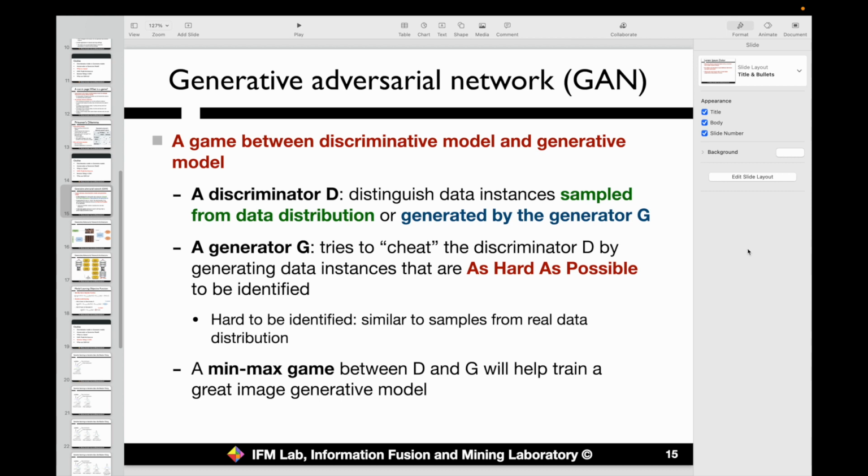As to the generator G, it tries to cheat the discriminator by generating data instances that are as hard as possible to be identified by the discriminator. What do we mean by hard to be identified? We want to ensure that generated instances are very similar to the samples we get from the real-world data distributions. In other words, there will be a min-max game between the discriminator and the generator, as shown here. This min-max game will help train a great image generative model. So these are some high-level ideas. Then let's have a look at the model architecture.